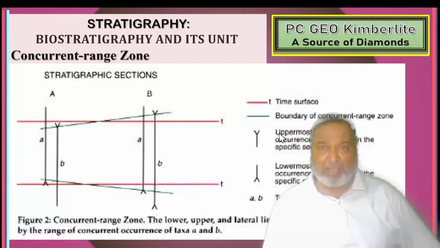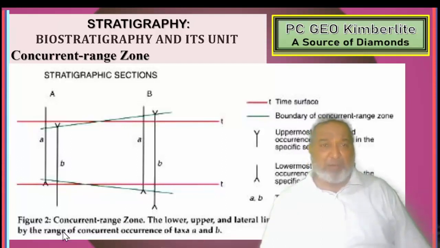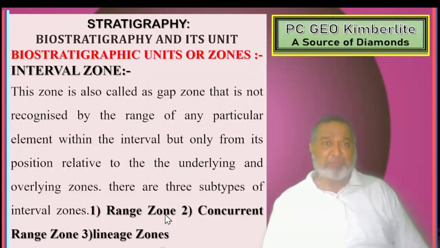And now I can see the uppermost documented. Yes, these are the uppermost which have been shown, and these are the lowermost. So this will be the boundary, and A and B which are there are the taxa. So these are the two taxa. So here, the lower, upper and lateral limits of the zones are being determined by the range of concurrent occurrence of taxa A and B.